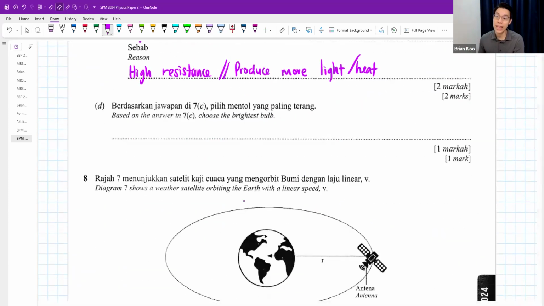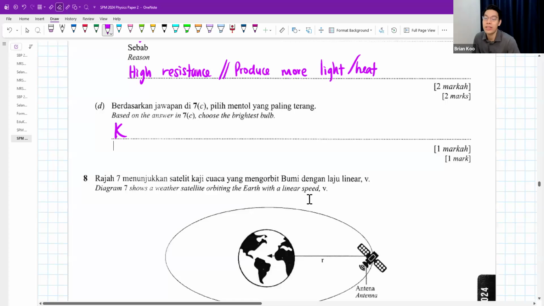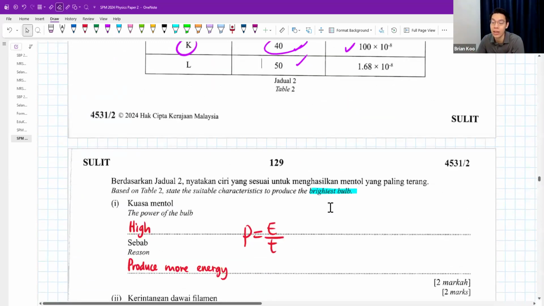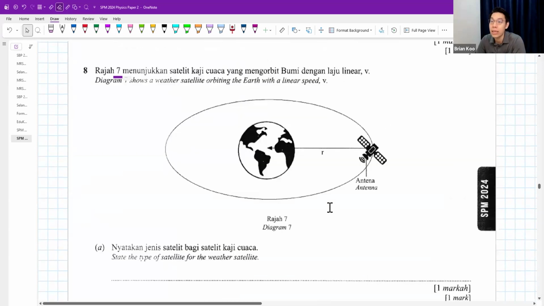This is K. Okay, so this one is a little bit tricky because we are not selecting the highest power, right? So you have to balance. You have to balance. We still have to write high. You cannot write lower or in the middle.